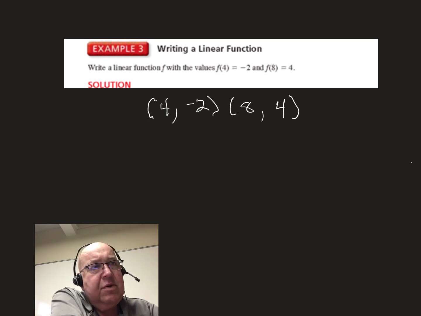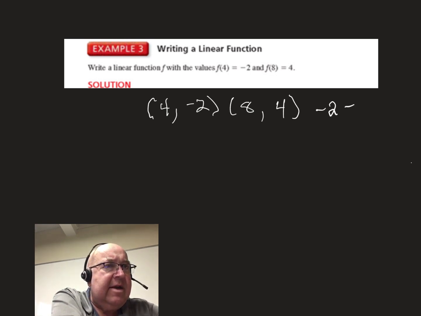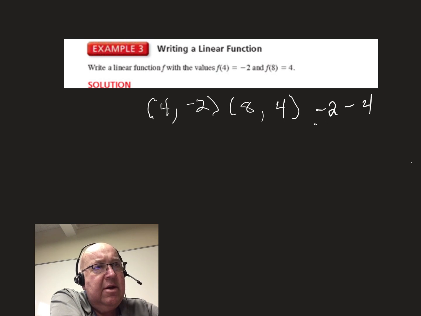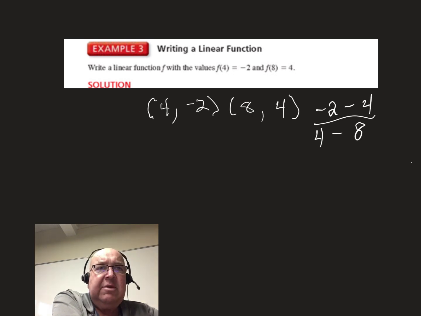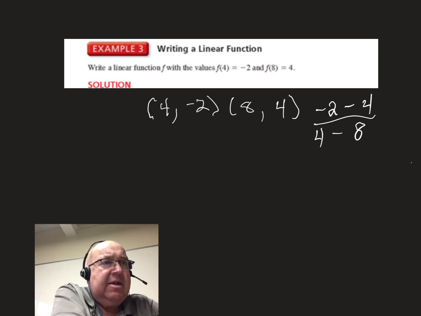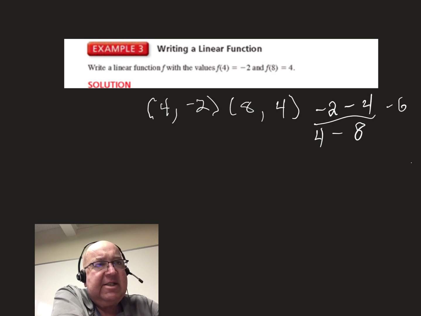So we're going to go our y value, -2, minus our other y value, over our x value minus our other x value. Always remember that you want to use the same pair in the same order. So 4 and negative 2 were used first. We end up with negative 6 over negative 4. That makes our slope equal to 3 over 2.